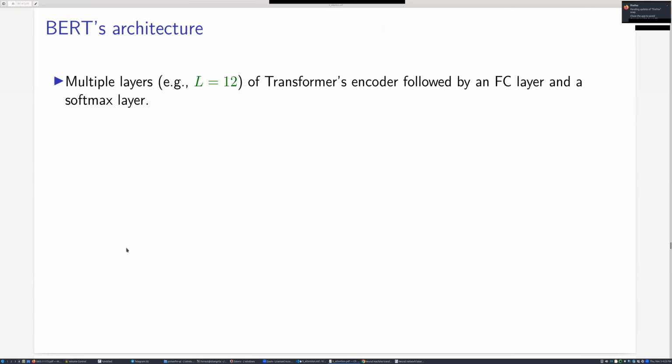All right, so let's look at the BERT architecture, and let's talk about what kind of task BERT uses to really train this model. Basically, BERT is based on the transformer architecture. Okay, so it has many layers of transformer encoders.